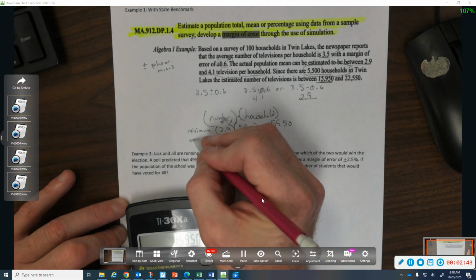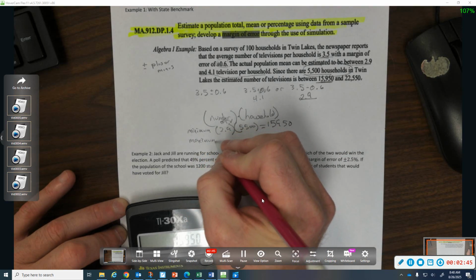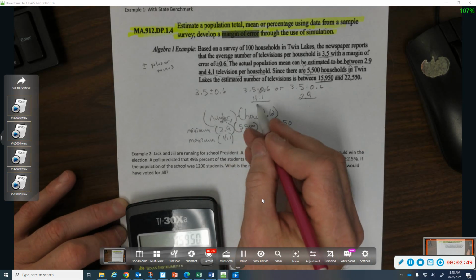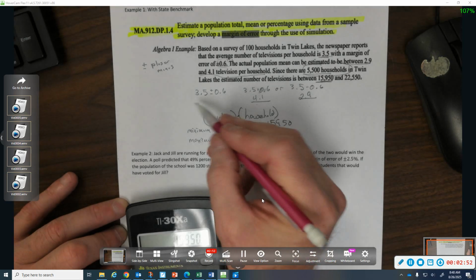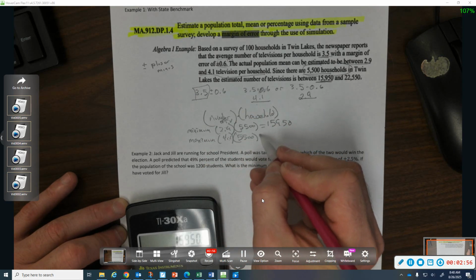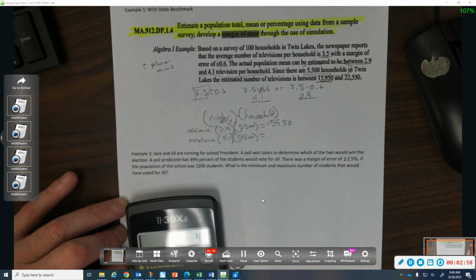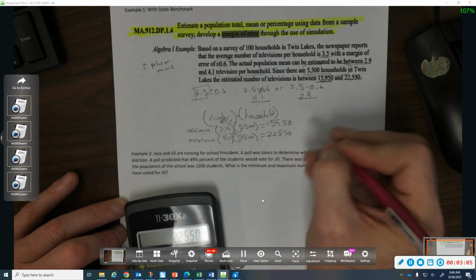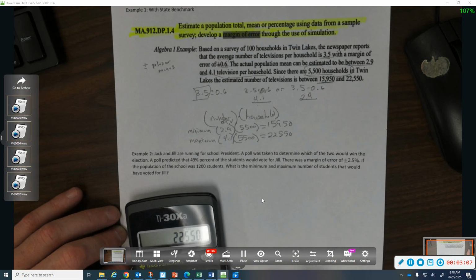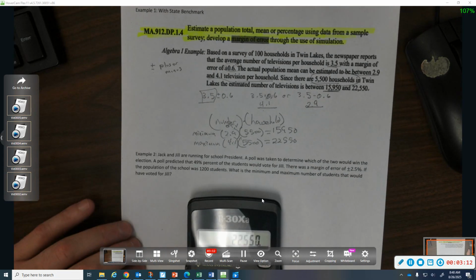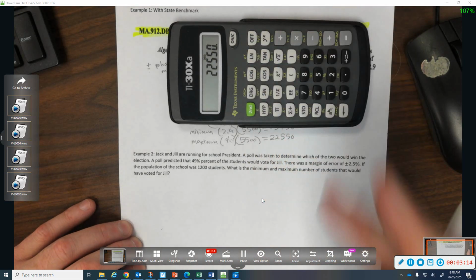We can find the maximum doing the same procedure. We take 4.1 because that's the high end of the margin of error from that 3.5, and we multiply it by the same number of households. We see that 4.1 times 5,500 gives the same answer that they had here, but that's just how they did it. All right, so let's take it to another situation where it might not be as easy to figure out, but it's going to be the same thing.